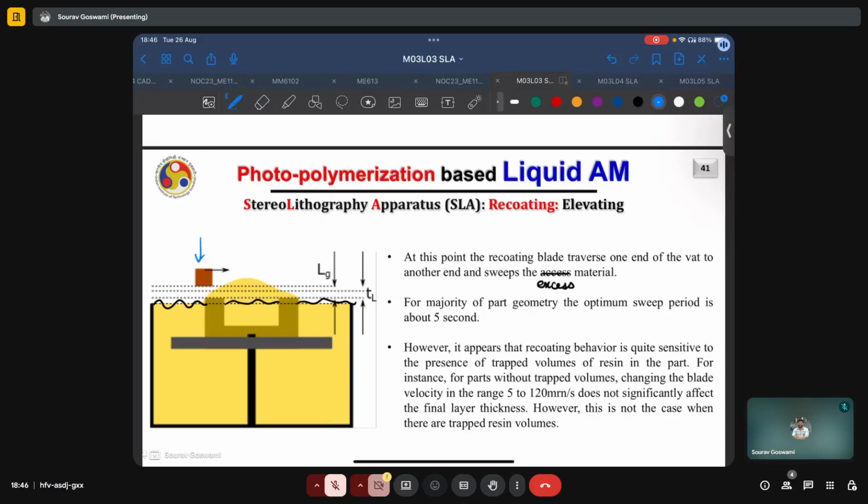In terms of numbers, it is said that for the majority of part geometries, the optimum sweep period is about 5 seconds. However, the recoating behavior is quite sensitive to the presence of trapped volumes of resins in the part. And we have a small comparison of scales here. For parts without trapped volume, changing the blade velocity in the range of 5 to 120 millimeter per second does not significantly affect the final layer thickness. However, this is not the case when there are trapped resin volumes inside.